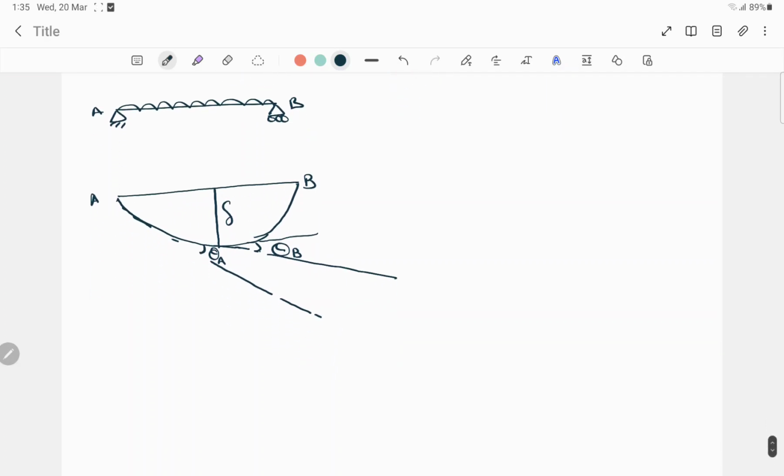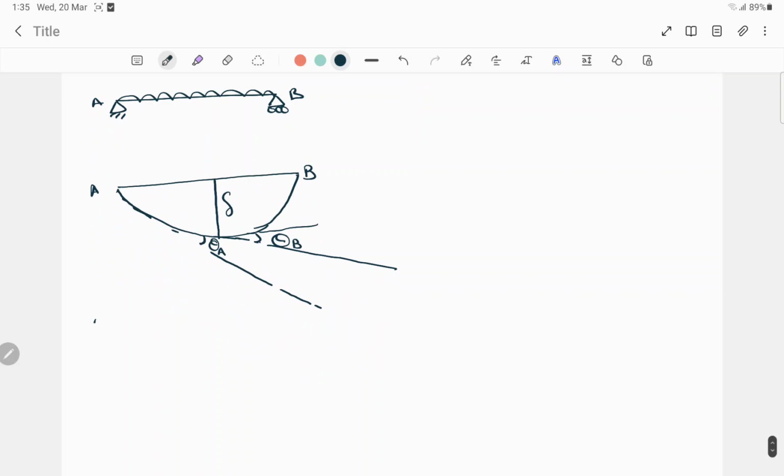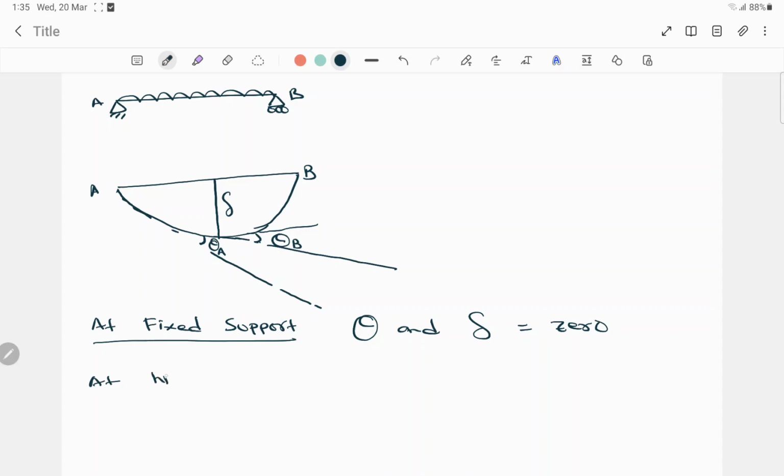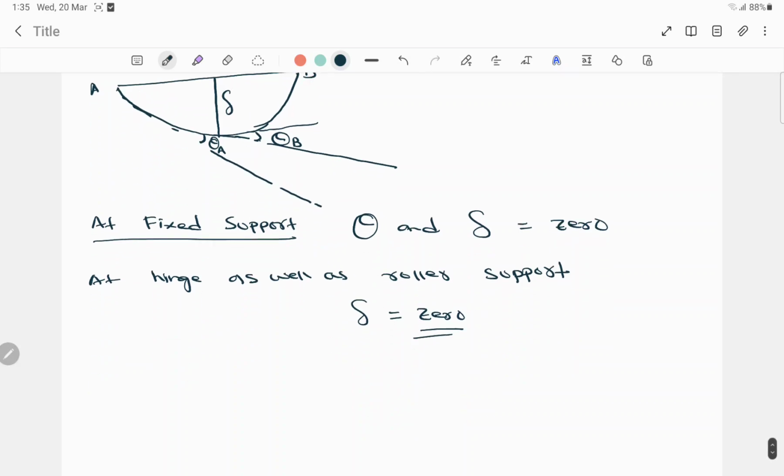So here I'll again highlight some of the points. At the fixed support the slope and deflection will be 0, and at the hinge as well as in the roller support only deflection will be 0. Okay, thank you.